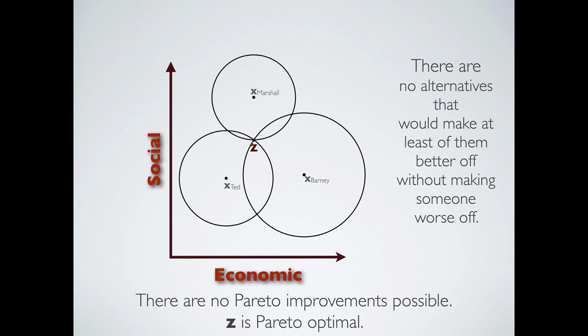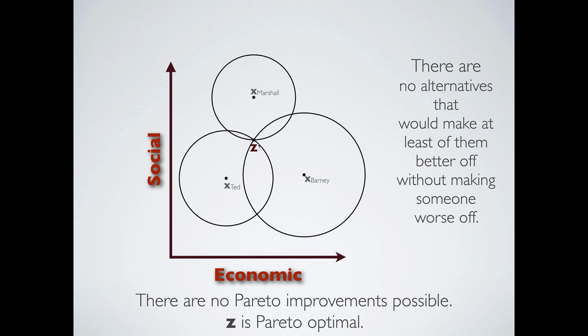What if I move in this direction along Barney's indifference curve? Now Ted is getting happier. I'm moving closer to his ideal point, but I'm moving further away from Marshall's ideal point. So Marshall likes that less. That is not a Pareto improvement. What if I move along Ted's indifference curve? Well, now Barney is unhappy. I've moved away from Barney, even though Marshall likes it better and Ted's indifferent.